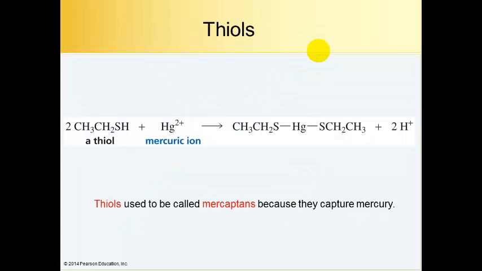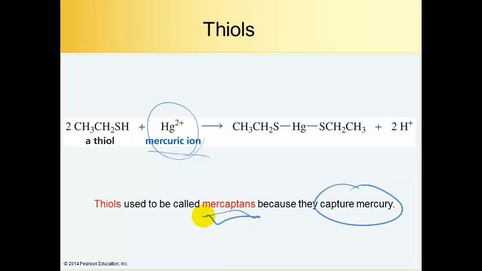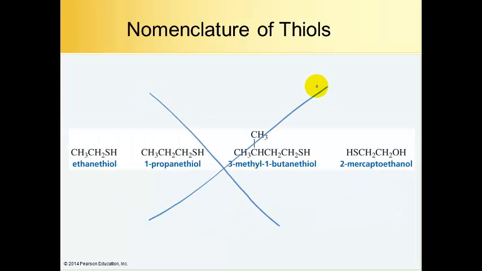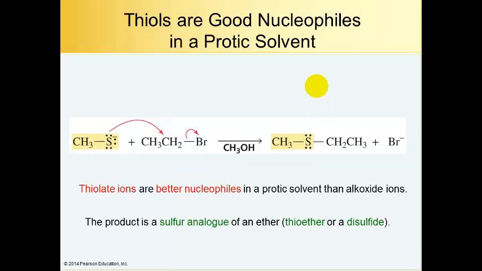On to thiols. Thiols are similar to alcohols, oxygen and sulfur in the same group. Sometimes thiols are called mercaptans, and that's basically because when mercury 2 is around, they can almost sequester the mercury and capture the mercury, and so that's where that shorthand name came. Here's an example of naming, but again, I do not require that you know how to name thiols in this course. We do need to know, however, that thiols are very good nucleophiles, especially in a protic solvent.